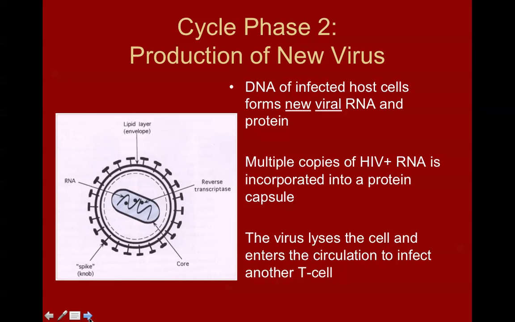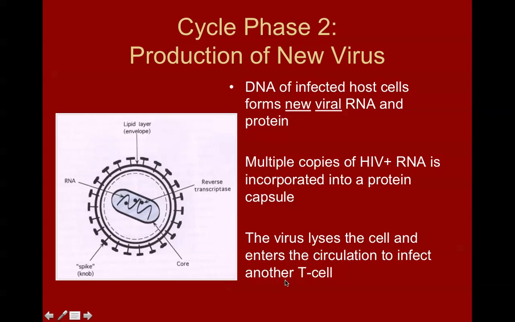Okay, phase 2 is the production of the new virus. So now you've got the DNA of the infected host cells forming new viral RNA and protein. And then multiple copies of the HIV RNA are incorporated into a protein capsule. You can see here again in this picture, it's in a protein capsule. The virus itself lyses, or dissolves, the cell, and that allows it to enter the circulation to infect another T cell. And then the series begins again.